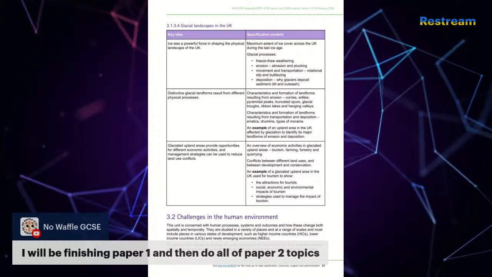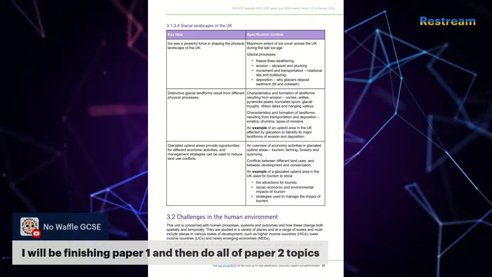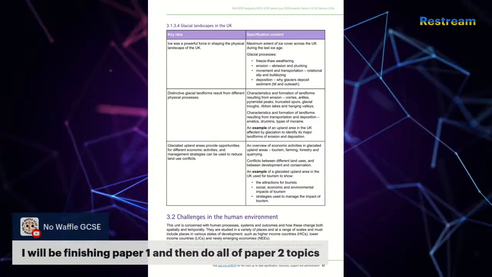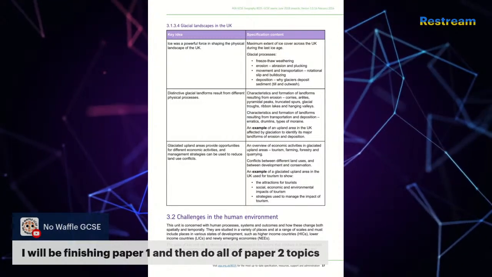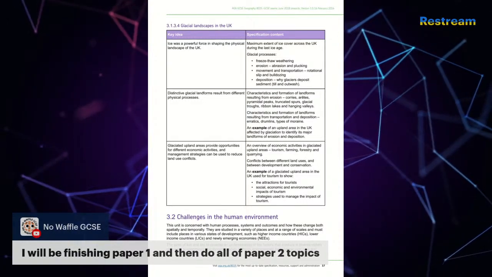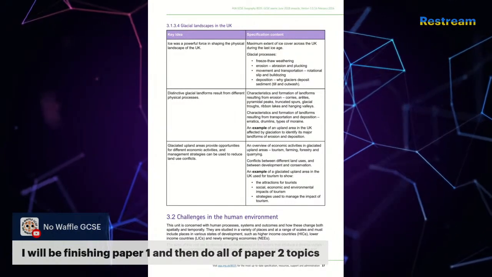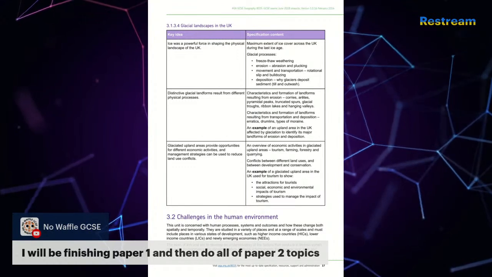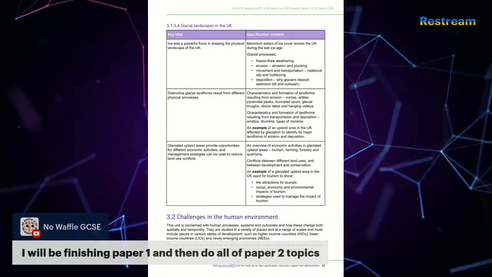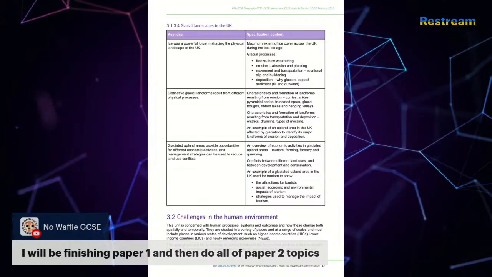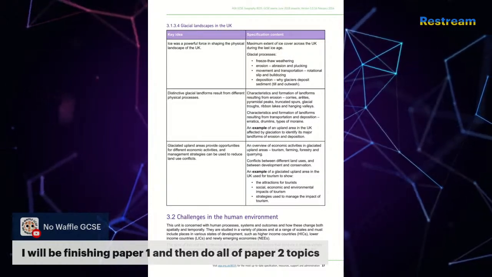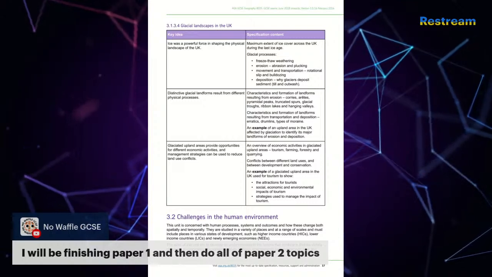Okay. So in the specification, as you can see, it says that for glacial landscapes, we need to know about the maximum extent of ice across the UK during the last ice age. So we need to know a bit of history. Let's go over a bit of history then.